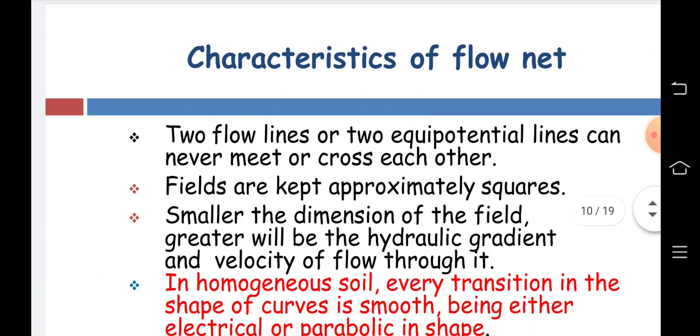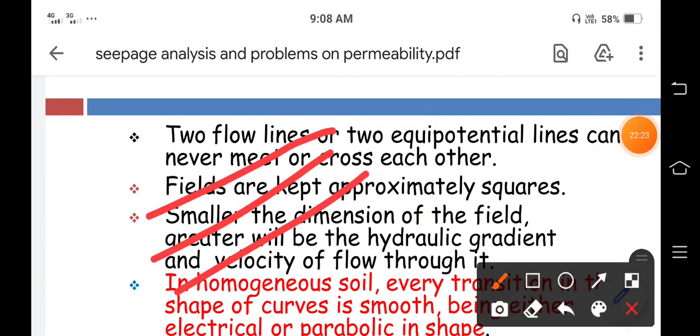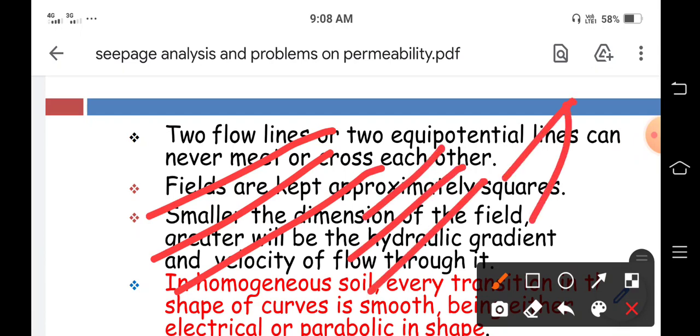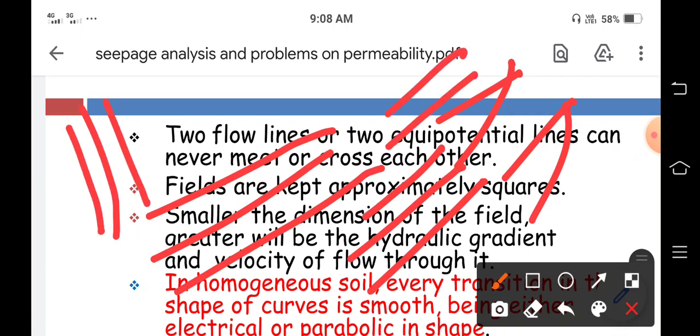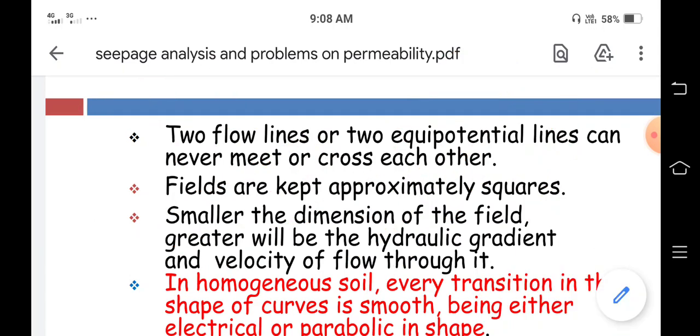Then the next important property or characteristic: two flow lines and two equipotential lines cannot cross each other. Note that flow lines cannot cross each other, these flow lines do not cross like this. Similarly, equipotential lines cannot cross each other. Okay, these are the properties.